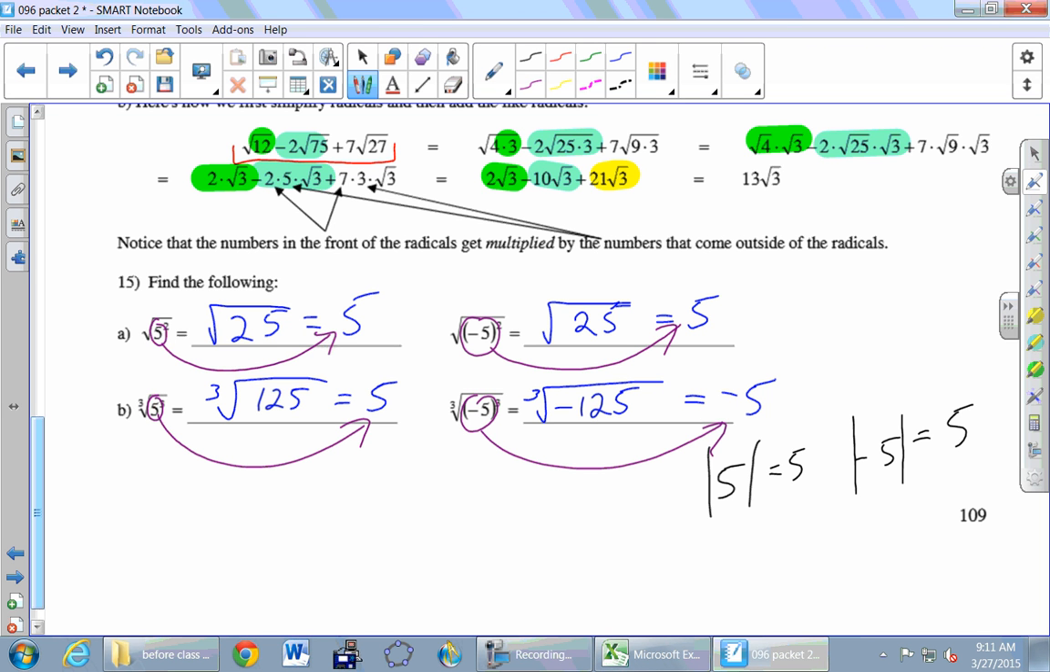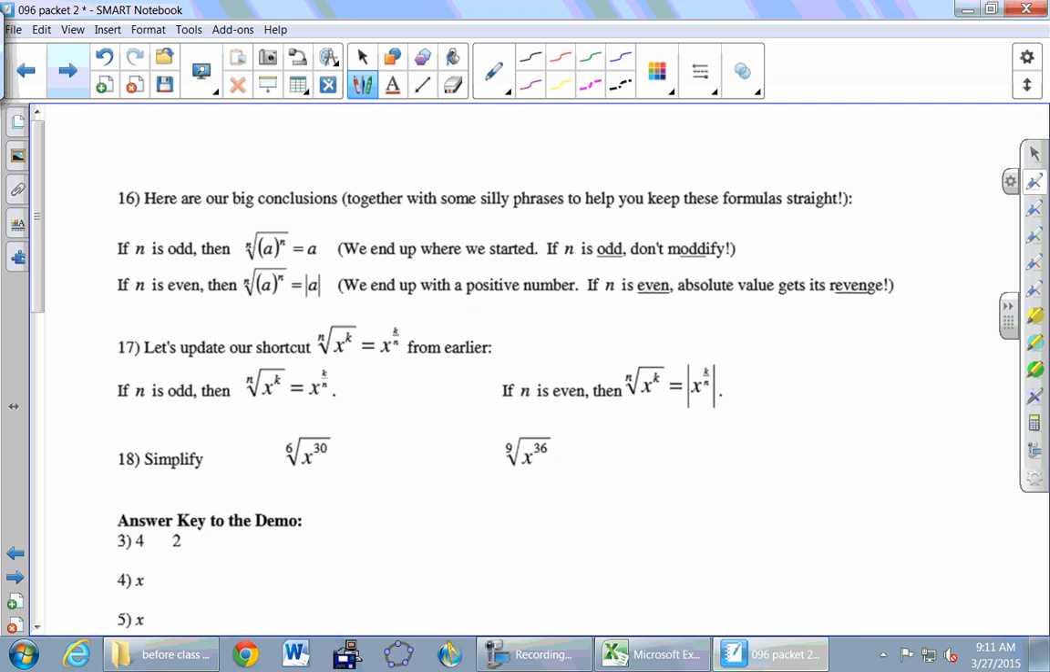So our big conclusion is on the next page. It says, if n is odd, then the nth root and the nth power just plain old cancel, and you just take the number that was inside and you copy it outside. So it's just plain a, okay? Don't read the shortcut just yet. If n is even, then the answer isn't plain a. What is it? It's absolute value of a, all right? So if you're odd, you don't have to do anything. The shortcut works. But if you're even, you need to bring in this absolute value.